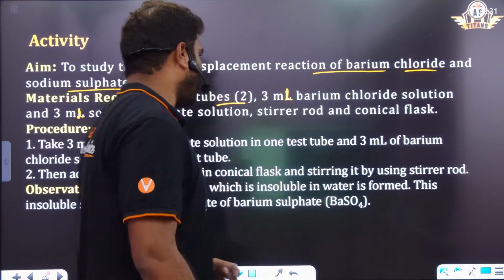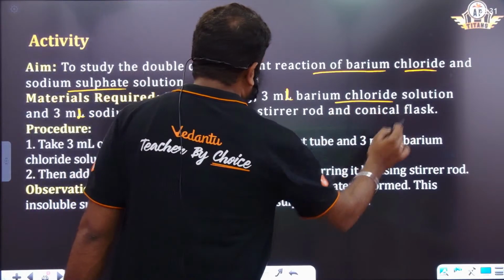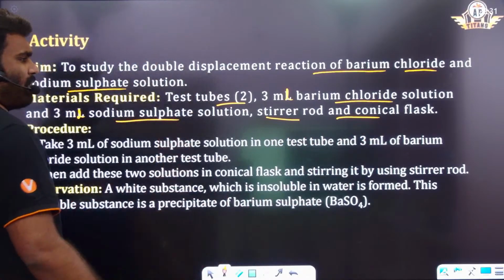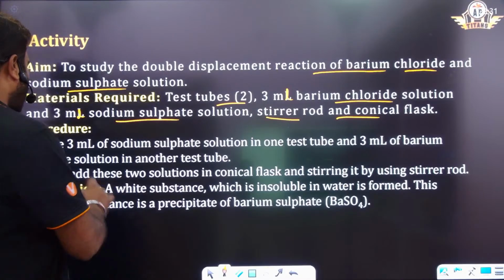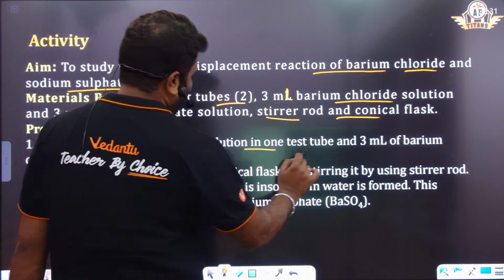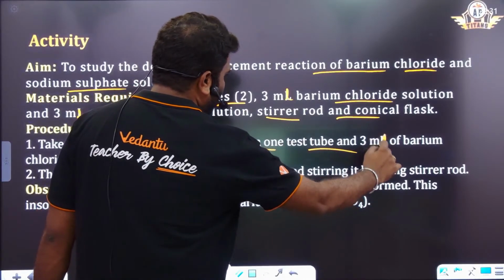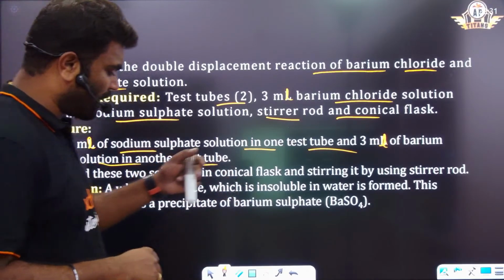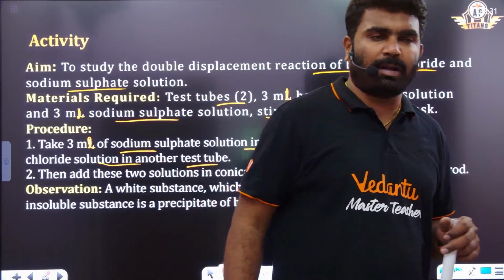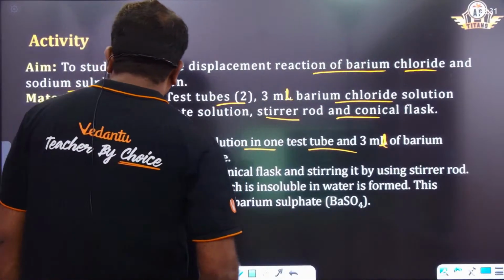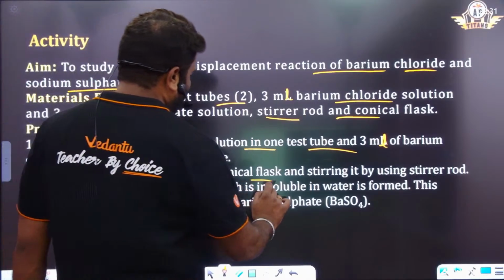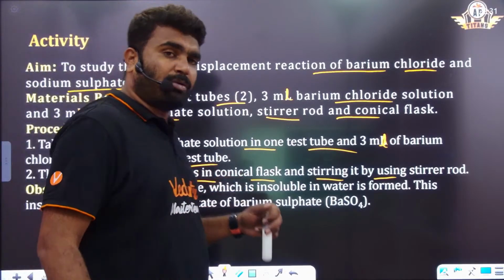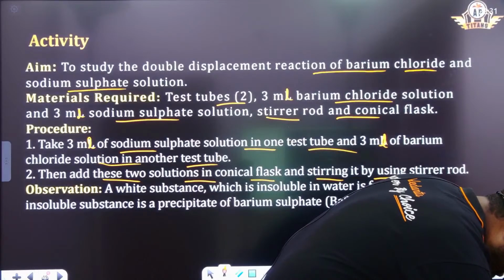So this is what is happening here. We need barium chloride solution and sodium sulfate solution, stirrer rod and conical flask. You can take all of these, or you can directly mix in the test tubes also. Take 3 ml of sodium sulfate solution in one test tube and 3 ml of barium chloride solution in another test tube. Then add these 2 solutions in a conical flask and stir using a stirrer rod. We may or may not have a stirrer rod; we can do it directly too, no problem.